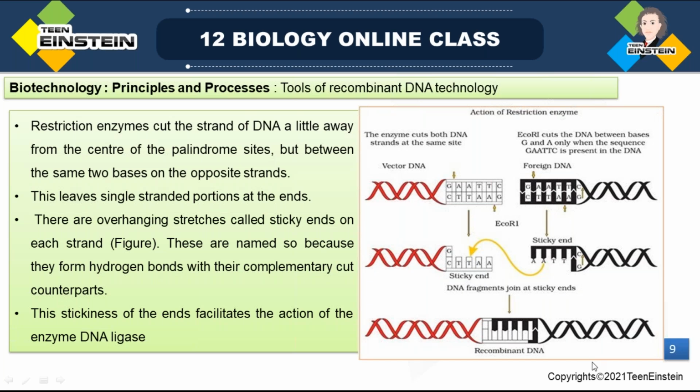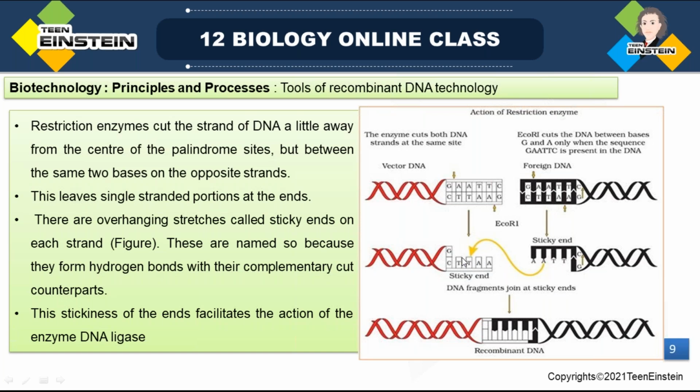Why is it called sticky ends? Because these ends form hydrogen bonds. Here you can see the base pairs, right? Here you can see the base pairs, and from here it is not there. It is single strand. Up to here it is double strand, and this part is cut now. So you can see here base pairs, and there is no complementary strand. On this side also you can see there is no complementary strand.